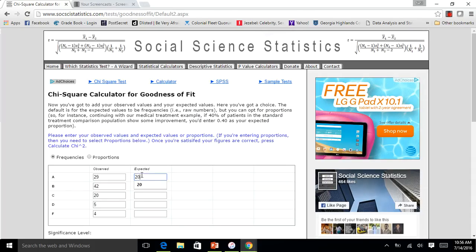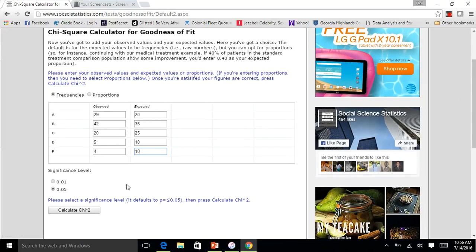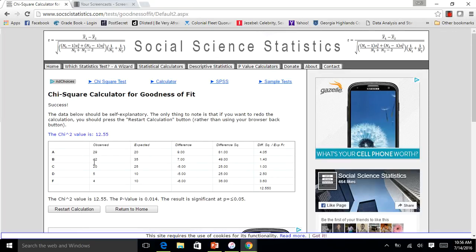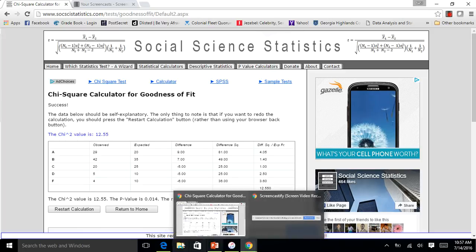I expect to get 20 A's, 35 B's, 25 C's, 10 D's, and 10 F's. Okay, so I've got everything in there. I scroll down, my significance level is the same, and then I hit the button and boom, it does it for me. So my chi-squared value is 12.55 and my p-value is 0.014. Then you can start doing the analysis of how you feel about that and how it did.